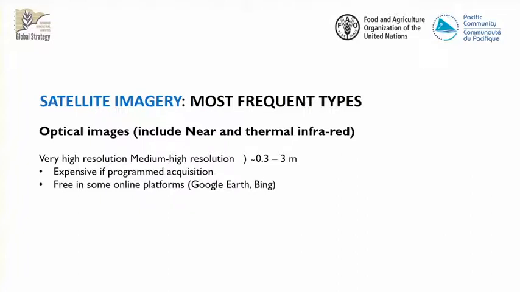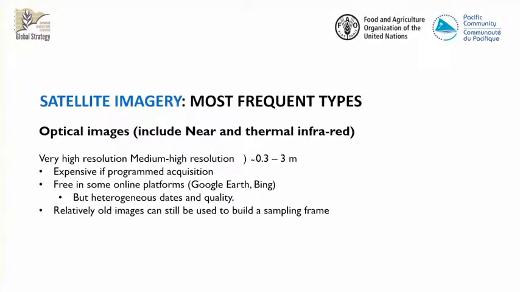Okay. However, you can still use old images to build a sampling frame. If all you're looking at is just the general structure, maybe you're looking for different types of land use classifications, such as agricultural land, forest land, or urban buildup, you can get a general idea of what those items are from a satellite image, regardless of time.